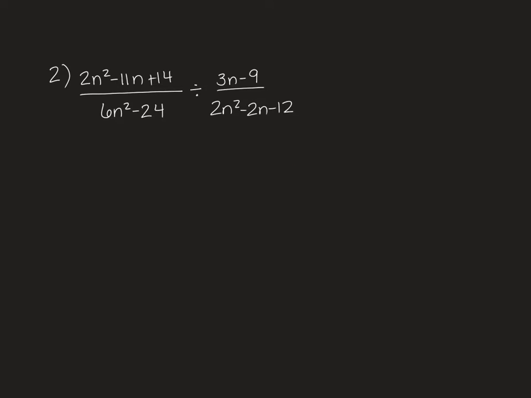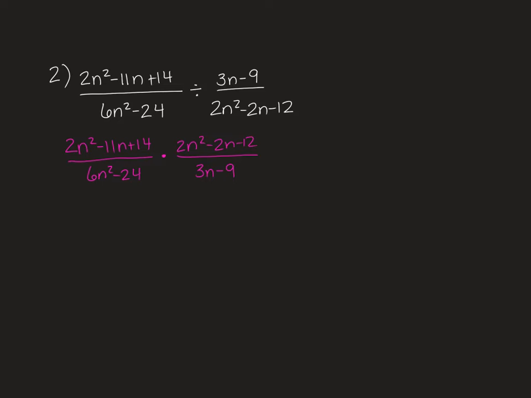Next, we're going to divide. Now, whenever we divide rationals, I immediately multiply by the reciprocal. So I'm going to rewrite this. Multiplying, and then I flip my second fraction. And then we factor everything that can factor.